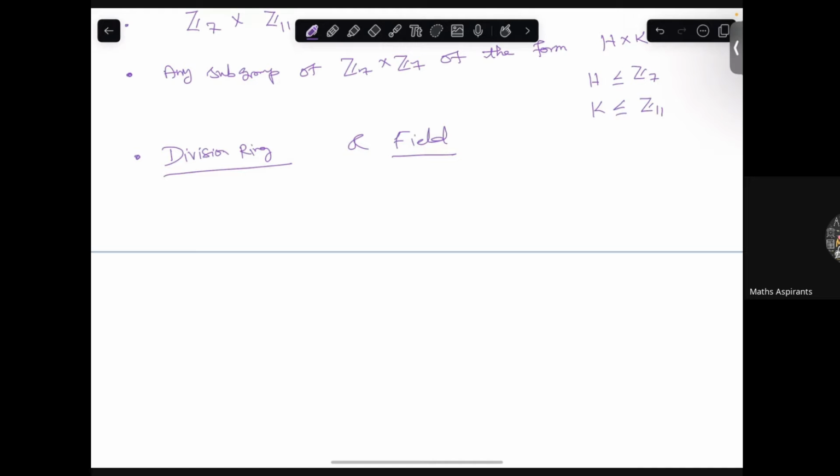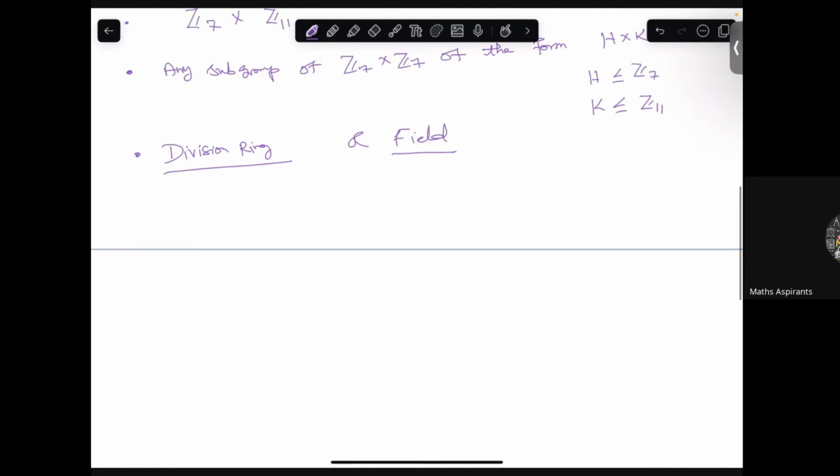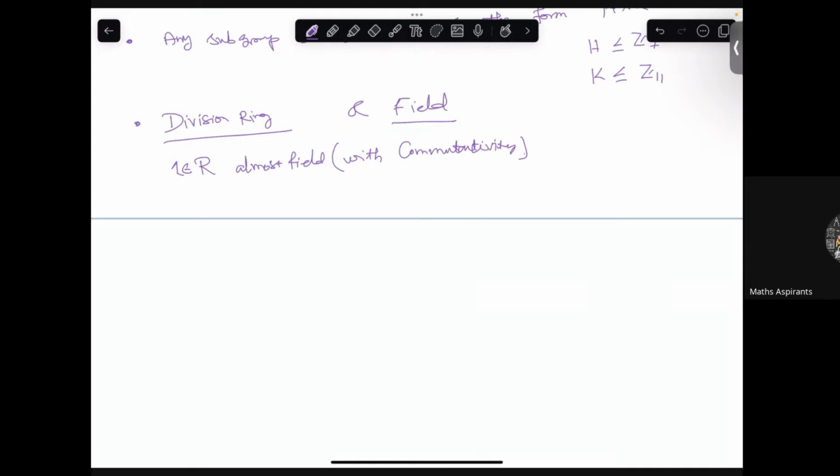All I want from you is the definition. Okay. A division ring means it's a very nice thing. It's a ring, one belongs to it. It's a ring, not a commutative ring. It's a ring, almost a field without commutativity. So before that, you need to understand something called an integral domain.